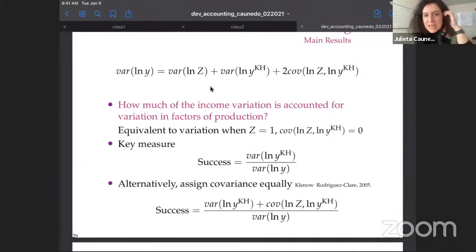Now, the key measure that Caselli proposed is a measure of success, basically how much we can explain from measured stuff, as the variance in the log of measured output versus the variance that we actually see in the data. Alternatively, you can follow the Klenow-Rodríguez-Clare approach, which is to say, no, this covariance term is important. I'm going to assign it equally between TFP and measured inputs.